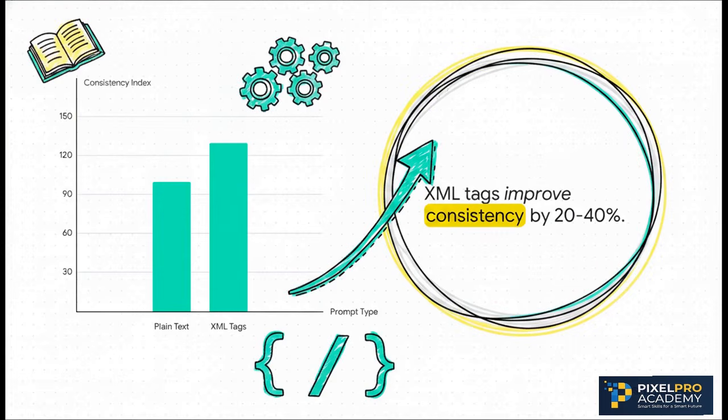And this brilliantly illustrates the impact of that organization. Internal testing by Anthropic shows that structured XML prompts produce a 20 to 40% improvement in output consistency compared to just throwing unstructured plain text at it. I mean, 40%. That is a massive leap in reliability, all from just adding some basic organizational tags around your prompt sections.